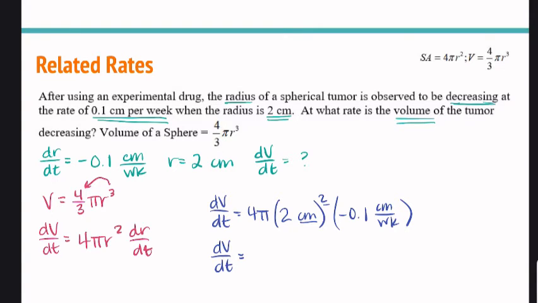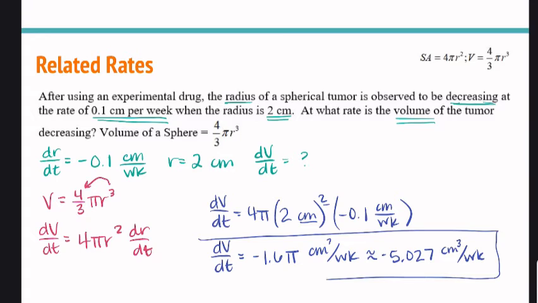And that's going to come out to be negative 1.6. And I'm just going to leave the pi there for right now, centimeters cubed per week. Okay. And then we can also approximate that, multiply that by pi, and we get negative 5.027 centimeters cubed per week. So that's our estimated volume, or estimated rate of change of the volume.